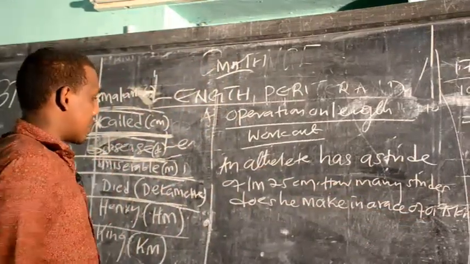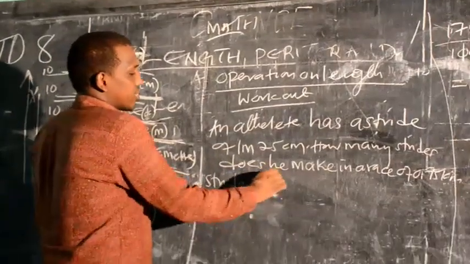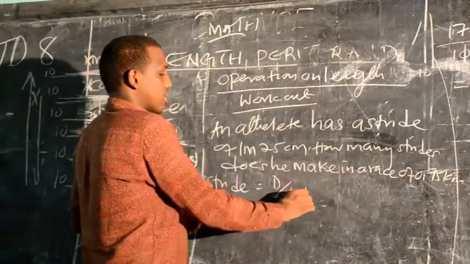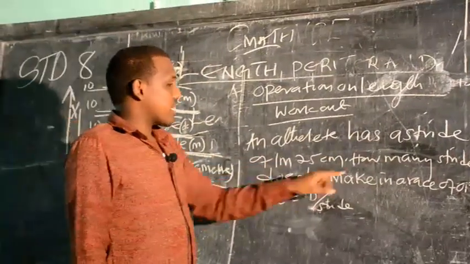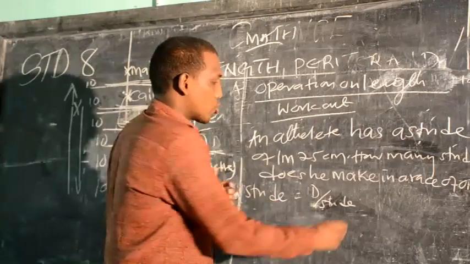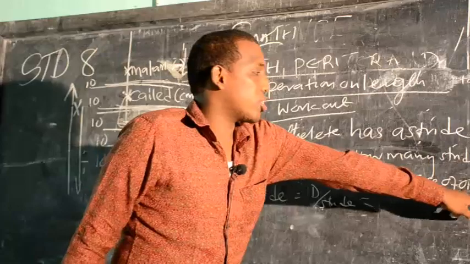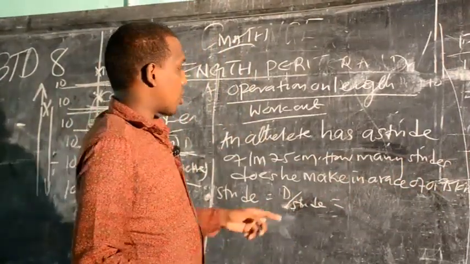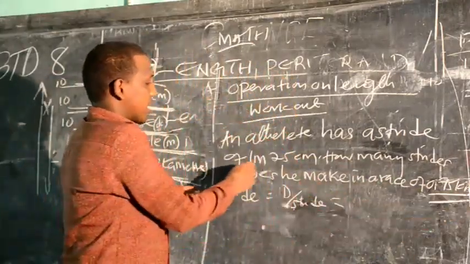They're asking the strides. So how do we get the stride? We get the number of strides by the distance over the stride he has made. The distance he has covered, we divide by his stride to get the number of strides he has made. So the distance is always mostly in kilometer and meter. So now the distance is this one, and the stride is this one now.